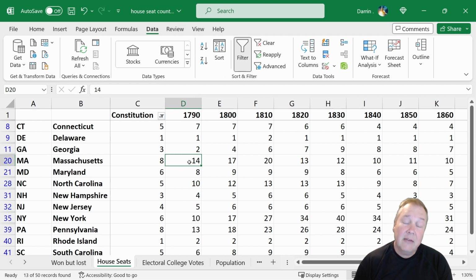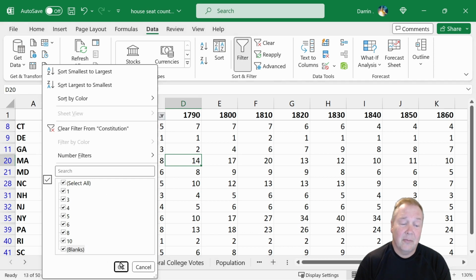Today, of course, we have more than 13 states. We can turn them all back on here.